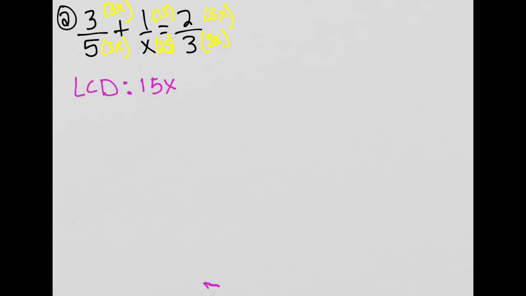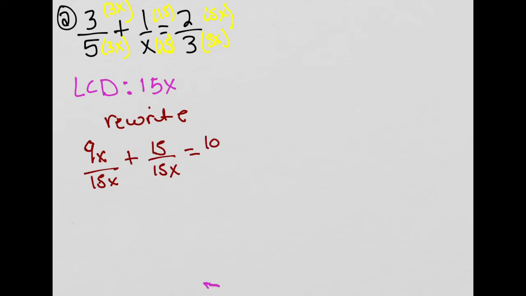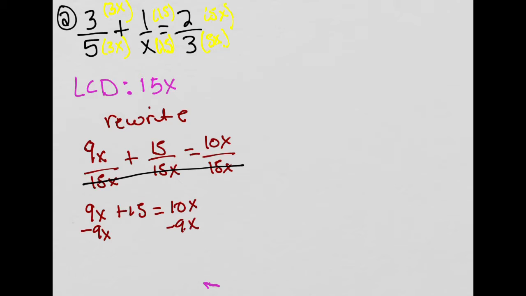Now I'm going to go ahead and rewrite. So I have at the top, 9x over 15x plus 15 over 15x equals 10x over 15x. Now that all the denominators are the same, I can go ahead and cancel it. So I'm left with 9x plus 15 equals 10x. Again, we're solving for the variable. So we have 15 equals 1x, which is 15.